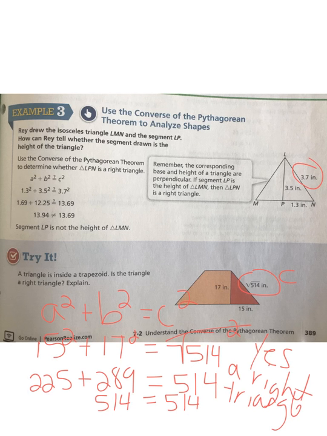So again, we're just looking at 3 sides. And with those 3 sides, does it make a right angle? Will it make our triangle a right triangle? That's it.